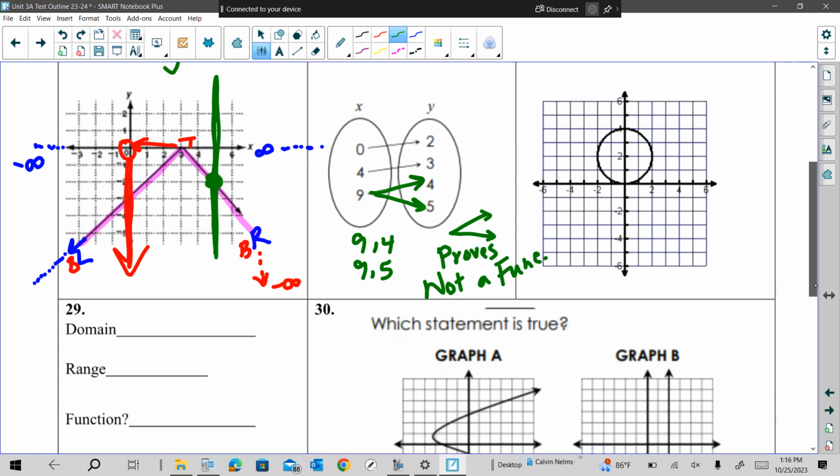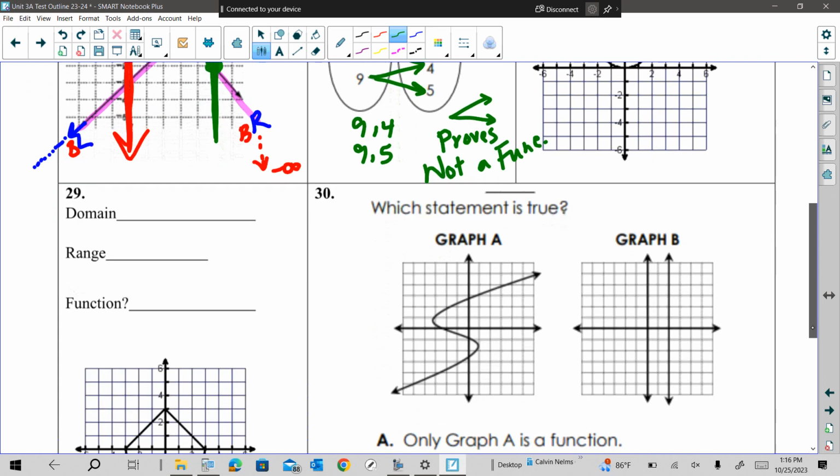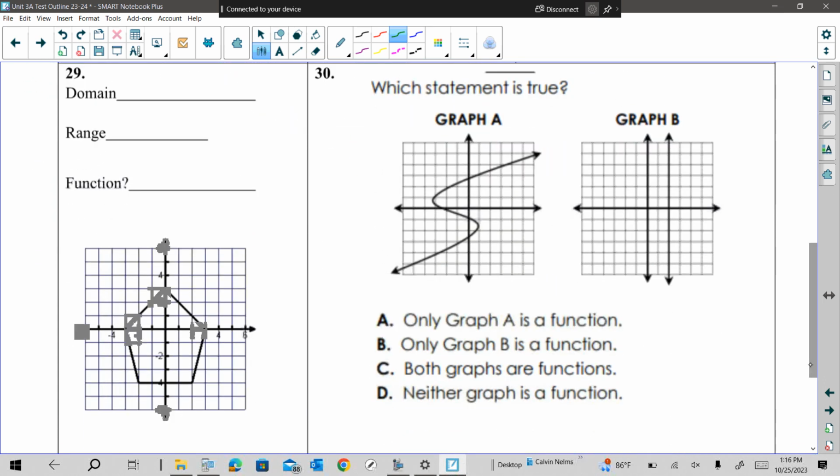Okay, so 29, guys. Look at 29 with me. The graph of the function is actually this pentagon. It's a solid line, so it's equal to. I'm doing the domain. I'm scanning from left to right. Here's the left of the graph. On the x-axis, that's at -3. Here's the right of the graph. On the x-axis, that's at +3. So -3 is less than or equal to x, which is less than or equal to +3.